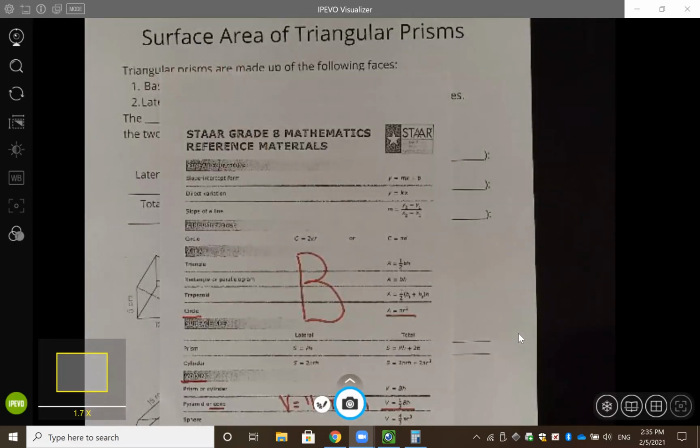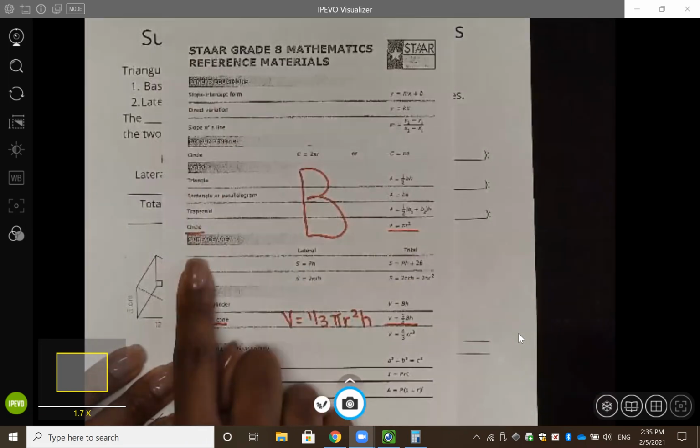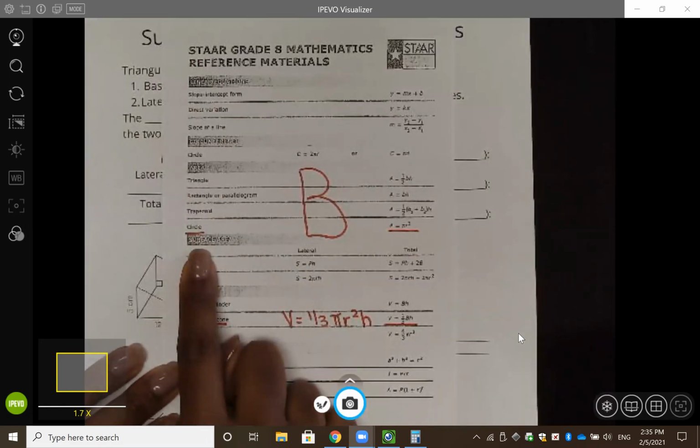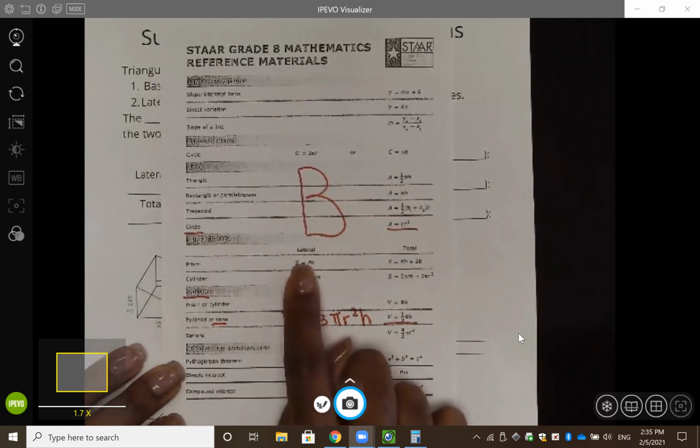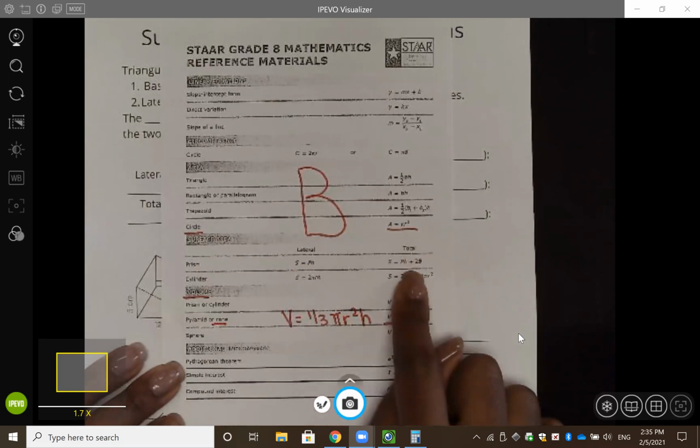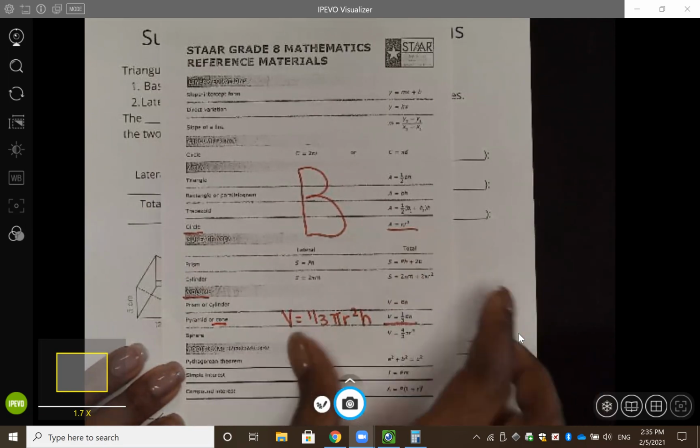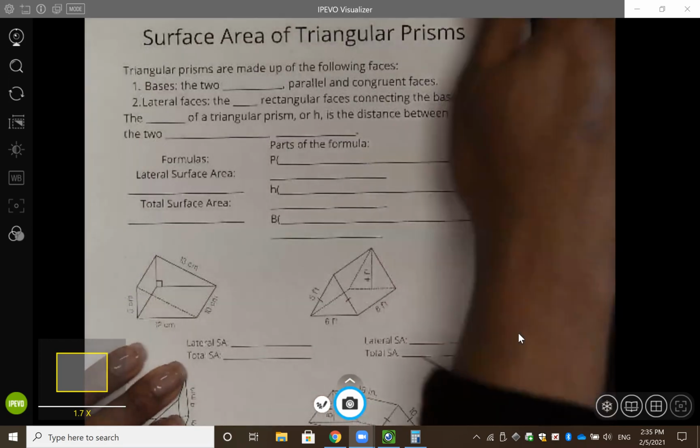So on your star chart, you would go down to surface area. It's a triangular prism, so you're going to go to prism, and then the two formulas we're going to use are S equals PH for lateral and S equals PH plus 2B for total. This should be familiar to you because these are the same formulas that we use for rectangular prisms. So let's go ahead and get started.